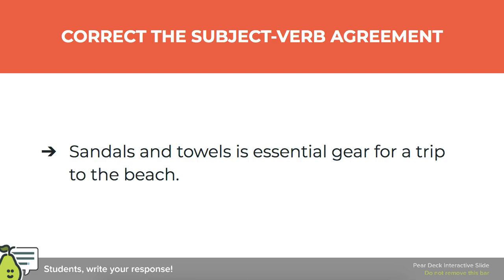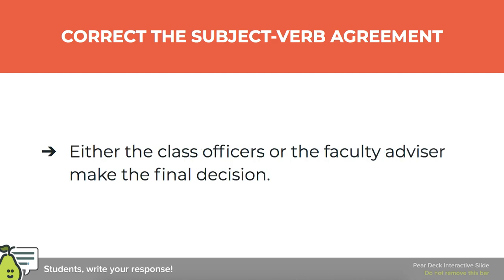Sandals and towels is essential gear for a trip to the beach. This one's a little bit easier. We are just going to change this to sandals and towels are. So sandals and towels, those are our subject. Is is the verb, but we are going to change it to are. Now, here is a trick question for you. Let's see if you can correct this sentence.